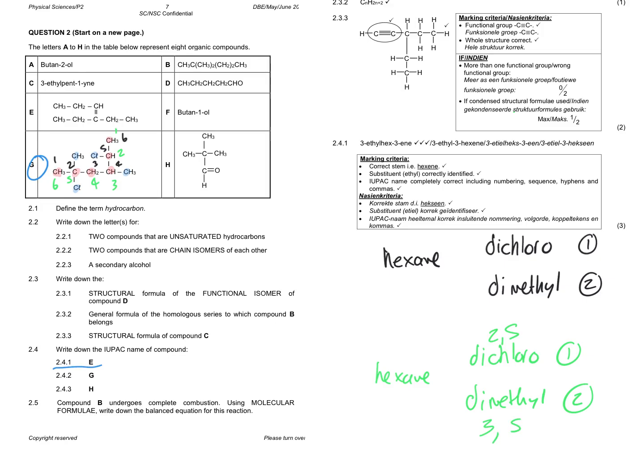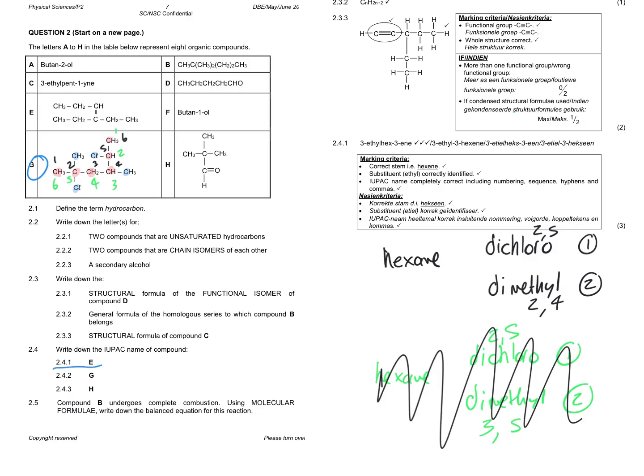For the black numbering, the dichloro is on number 2 and number 5, which is the same as the other one, and the dimethyl is on number 2 and number 4. So you see how subtle it is. 2 and 5 and 2 and 5, it doesn't matter, it's both the same, but 2 and 4 is lower than 3 and 5. So we need to use the black numbering.